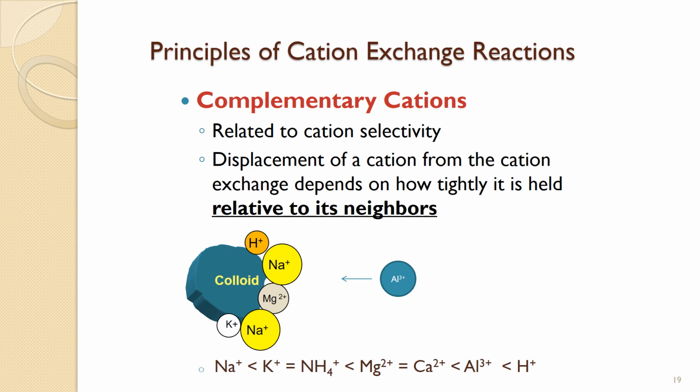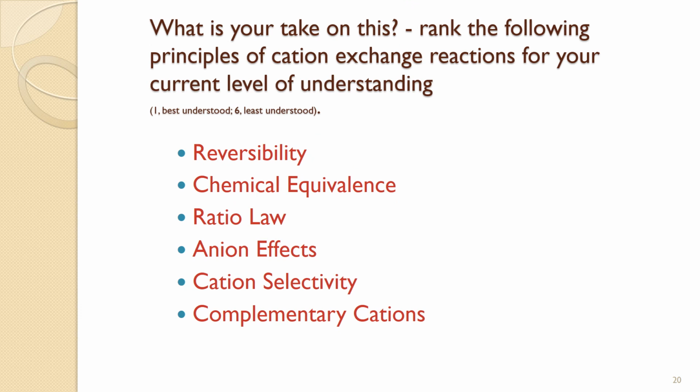Okay, and so it's probably going to kick off the potassium and the hydrogen and then one sodium, or two sodiums and then a potassium. Sorry, I said that wrong. It's going to kick off the ones that are least tightly bound, so it'll kick off the two sodiums and then the potassium first, because it just ranks higher than they do. So again: reversibility, chemical equivalence, ratio law, anion effects, cation selectivity, and complementary cations.